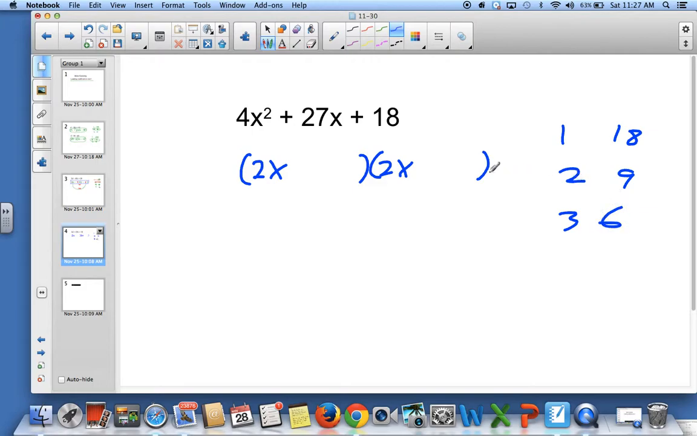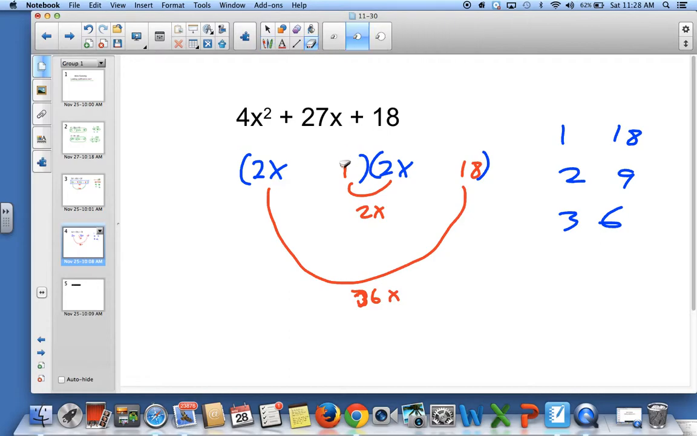So I'm going to try each of those, and I'm going to go a little bit quickly. You just try to follow along. Pause it if you need to. So this would be 1 times 18. These numbers here give me 36x. That's a 3. And this is 2x. 36, this is a plus. 36 plus 2 is 38, not 27. It's not 2 and 18.